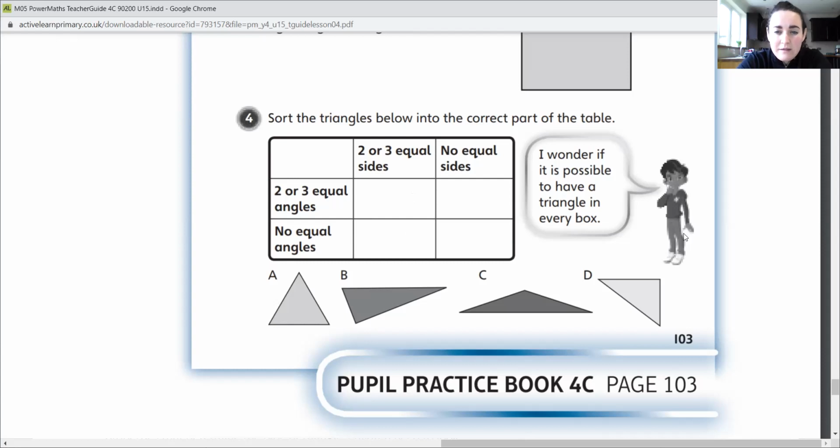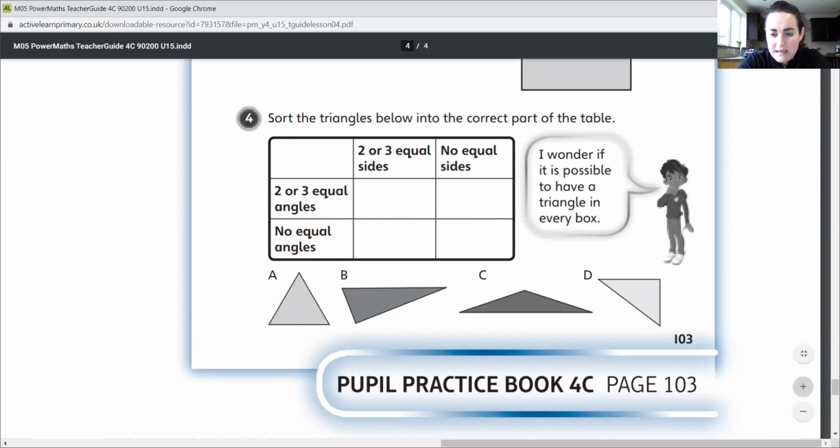Remember this character here, sometimes they come up to give you a bit of a clue. I wonder if it's possible to have a triangle in every box. That means that there might not be a triangle in every single box. So just go through. Firstly, has it got the equal angles? Then move across. Has it got equal sides? And then move across.